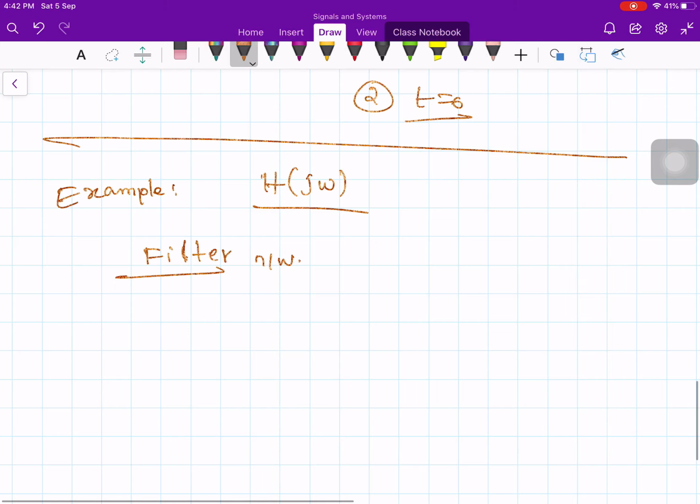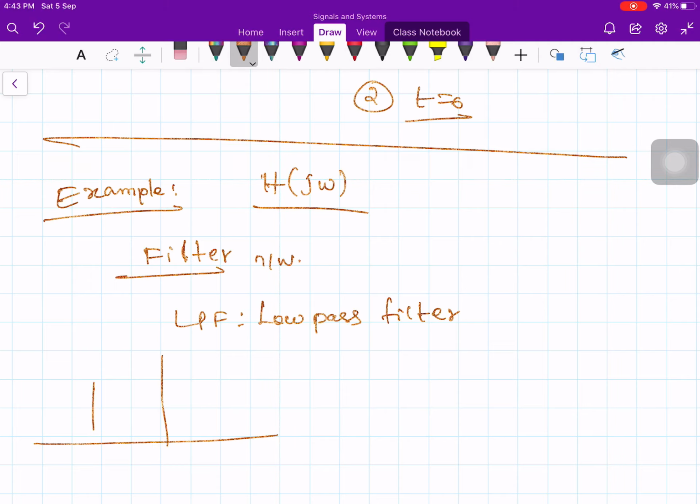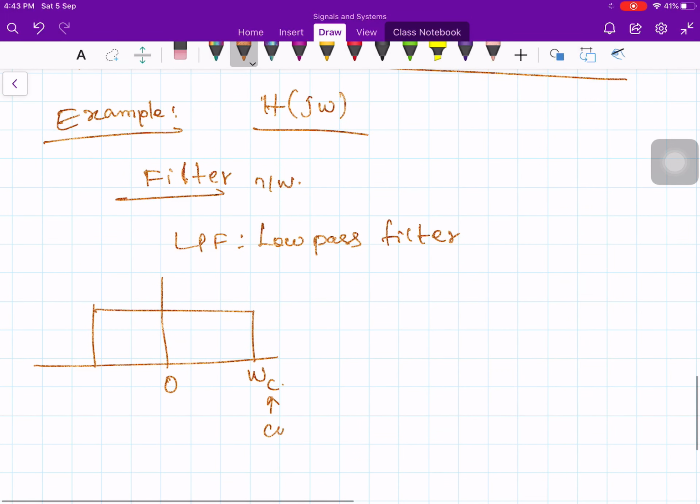Okay. Now, let us consider an ideal low pass filter, LPF. Low pass filter means it allows the frequency up to a certain frequency, 0 to a certain frequency. So the filter is like this. It allows 0 to some frequency, let's say omega c. Here c indicates cutoff frequency, cutoff angular frequency, omega c, with magnitude 1, and this is the magnitude of H of j omega.